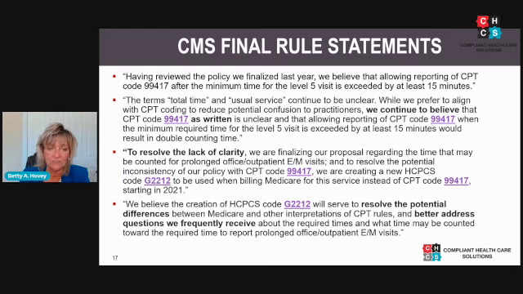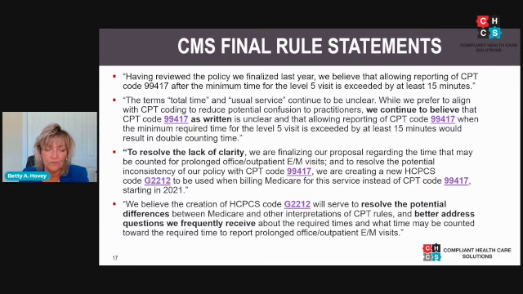So CMS says, to resolve the lack of clarity, we're finalizing our proposal regarding that time may be counted, and to resolve the inconsistency. So now we are making our G code, which was G2212. And we want people that are billing for Medicare beneficiaries to use that instead of 99417 because of that unclarity, because of that not being clear enough.